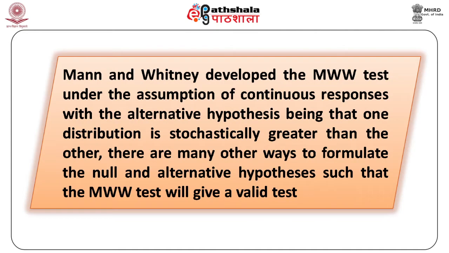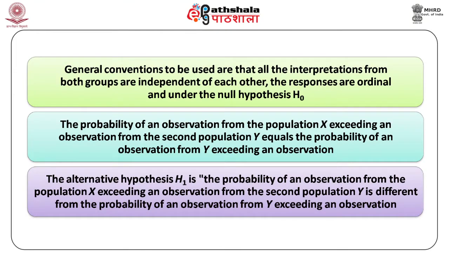There are many other ways to formulate the null and alternative hypothesis such that the MWW test will give a valid test. General conventions to be used are that all the observations from both groups are independent of each other. The responses are ordinal, and under the null hypothesis H0, the probability of an observation from the population X exceeding an observation from the second population Y equals the probability of an observation from Y exceeding an observation from X.